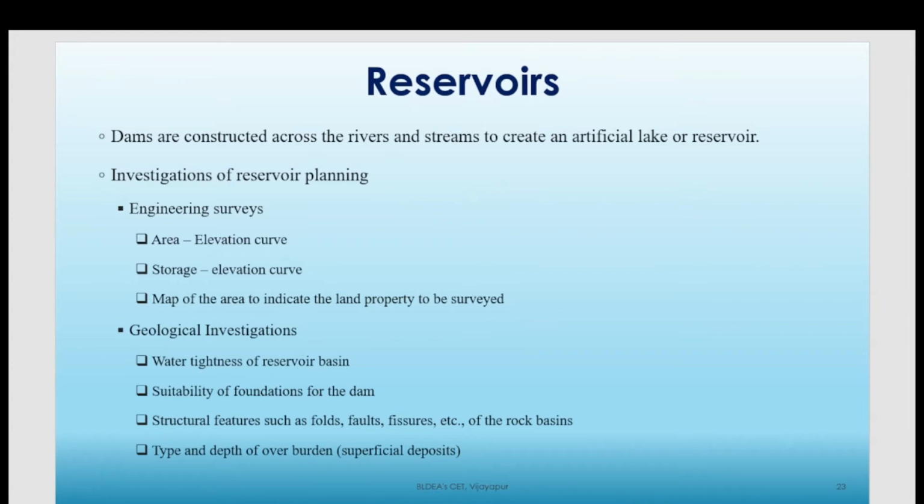After collecting all the spatial data, for example, we must know what level the water will rise to in the dam. With the increase in the level of water, how much area will get submerged or ponded? To get that idea, we must find out how much the area is. Then we must find out the storage elevation curve. The storage elevation curve shows, if you keep on increasing the level of water, what storage is possible. Like this, we need to find out all the data and details required to construct a dam, which is the engineering survey.